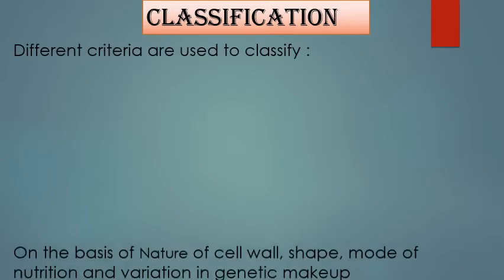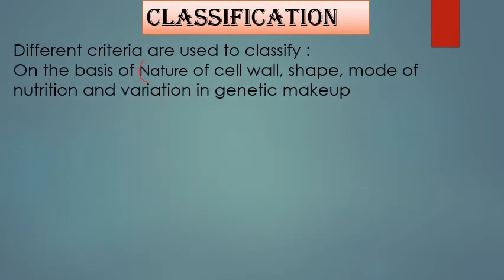Next, we will discuss the classification. So jo classification kiya tha bacteria ki, there are many criteria for classification of bacteria. For example, on the basis of nature of cell wall. Cell wall kaisi hai? Uske base pe hum bacteria classify karte hain, like gram positive or gram negative bacteria. Shape ke basis pe classify karte hain, mode of nutrition ke base pe classify karte hain, means either they are autotrophic or heterotrophs, chemotrophs. Wo hum nutrition ke base pe classify karte hain. The next, variation in genetic makeup. Unke genetic makeup mein kya kya variations hain, uske base pe hum isko classify karenge.